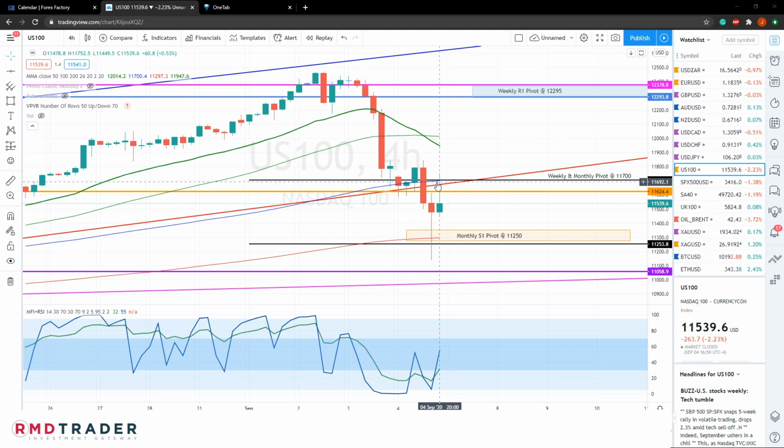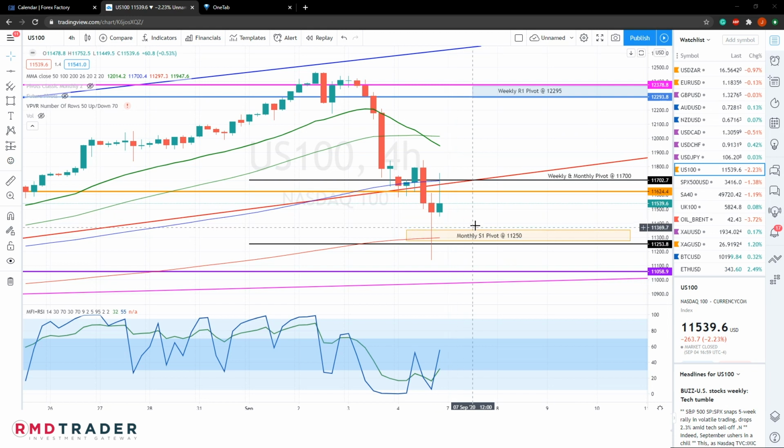At this stage, it's likely, considering the bearish momentum that we have, and also looking at this rejection with an upper shadow from the monthly pivot and the 100 SMA on the 4-hour, that we will again move lower to retest this area at 11,250.